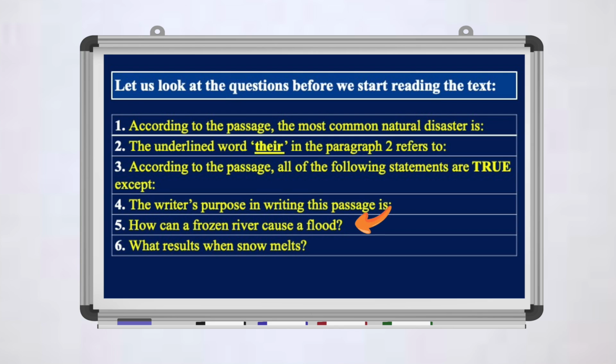Number 5, how can a frozen river cause a flood? And the last question is, what results when snow melts? So we've read the questions, we have an idea of what the text could be about. Let's go ahead and read the text together.